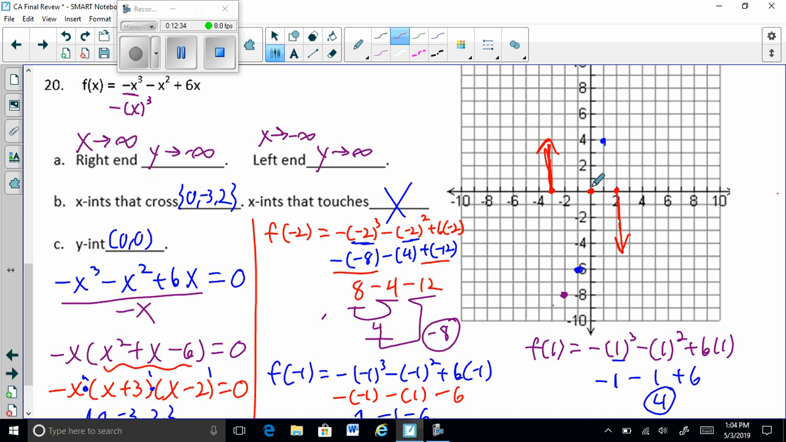Now it's time to finish my graph. Once again, just be careful. Try to draw it with a curve. Try not to have a sharp turn. And there we go. You want your turns to be curved, that's all. Okay, so that's for graphing our polynomials.